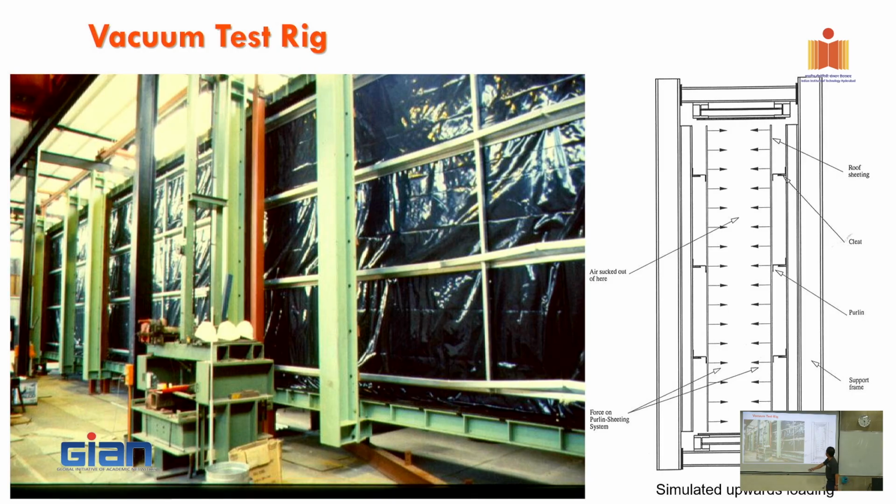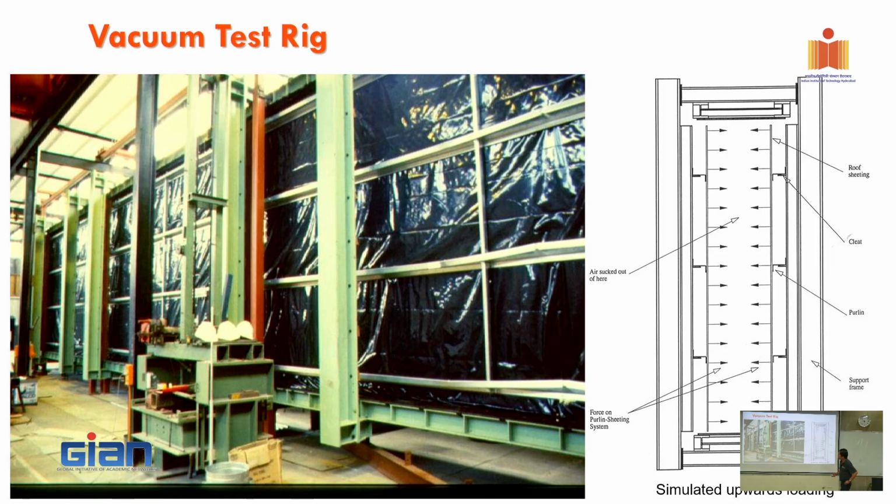And this is the cross section where we cut, and you can see this is the roof, and this is the purlin. We put it this way, and we suck the air, and then we can simulate the behavior of the purlin system, as you can see here. So based on those vacuum tests, we developed the design tables for BlueScope Steel in Australia. So when you look up the design table for purlin systems in Australia, it is actually based on the data we tested at Sydney Uni many years ago.